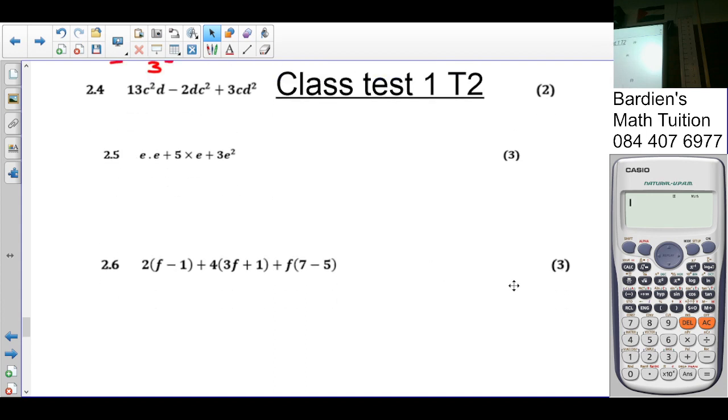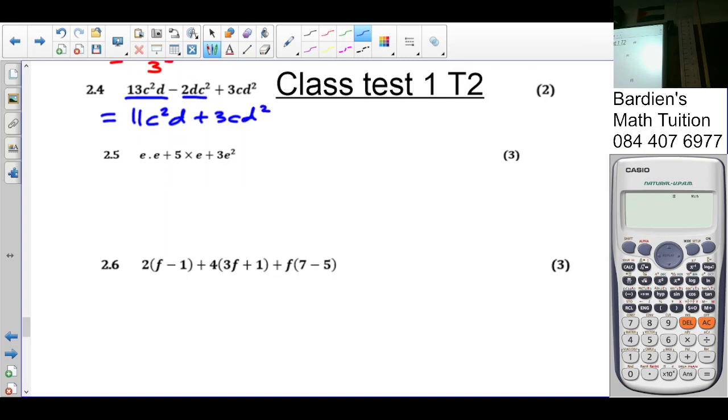So here we're going to look for like terms. So you got 13c squared d minus 2dc squared plus 3cd squared. You see here we've got c squared d, dc squared. So those are like terms. Not so? So what is 13c squared d minus 2dc squared? It must be 11c squared d plus 3cd squared.